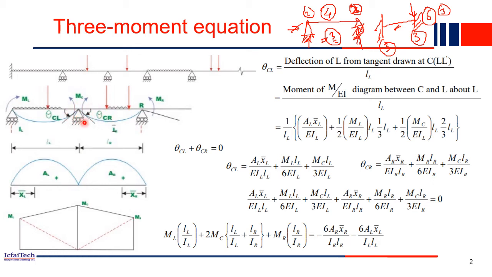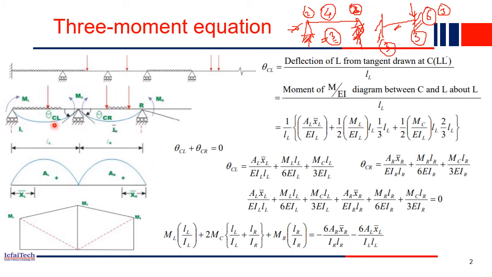This is a roller support, right? So the net moment in this section should be equal to 0. That means the net slope in this section should be equal to 0. So that's why θ_CL plus θ_CR should be equal to 0. This is our compatibility equation. Why is it 0? Because this is a roller support, right? A roller support has 0 net moment. So the net moment at this support should be equal to 0. That's why the summation of all the slopes at that point should also be equal to 0. So that is our compatibility equation. This is the main compatibility equation: θ_CL plus θ_CR equals 0.